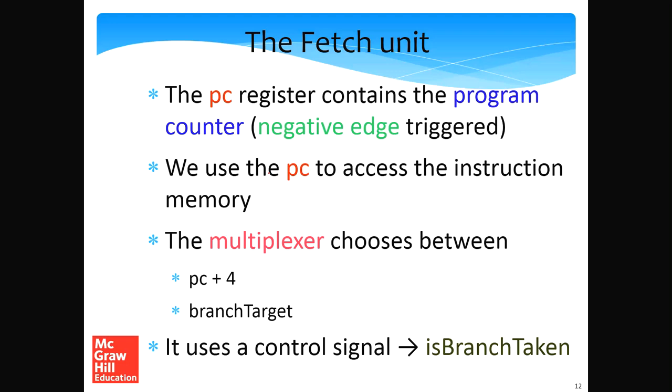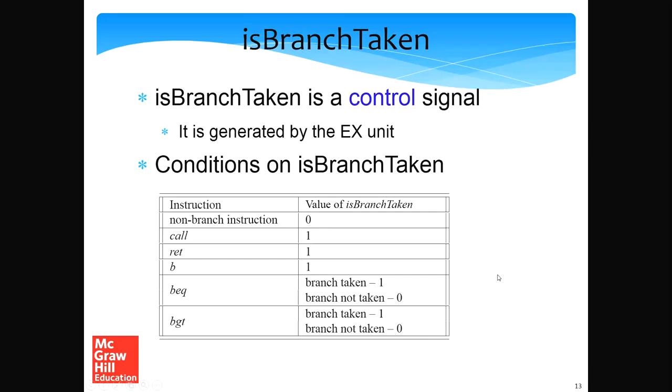The fetch unit, I just want to repeat, contains a register called the PC register, which is negative edge triggered. The multiplexer chooses between the contents of PC plus 4 and the branch target, which is called the branch PC, and it uses a control signal called is branch taken. Let's now consider the is branch taken signal. It is a control signal which is generated by the EX unit. Its job is to control the multiplexer in the IF stage. So basically this is how is branch taken is set.